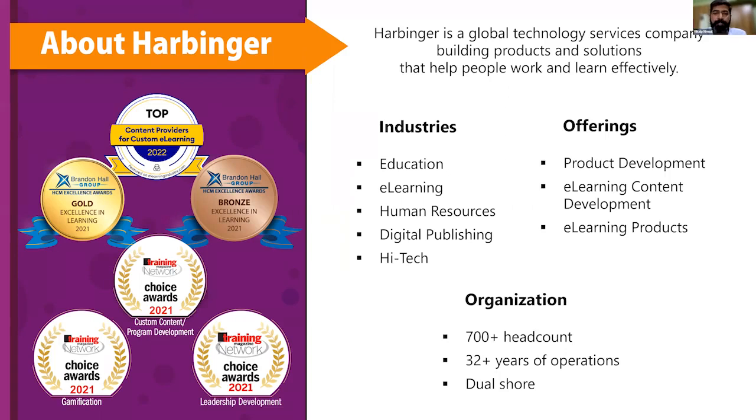Harbinger has dual-shore operations in the US and India. We work with clients across multiple industries, predominantly education, e-learning, human resources, digital publishing, and high-tech, to name a few. With respect to our offerings, we provide our clients with product development, end-to-end custom content development, learning technology services and solutions, along with modernization. And we'd like to say that the recognition from the industry, from the likes of Brandon Hall and Training Magazine Network, is a testimony to the work that we have been putting out for our end customers.